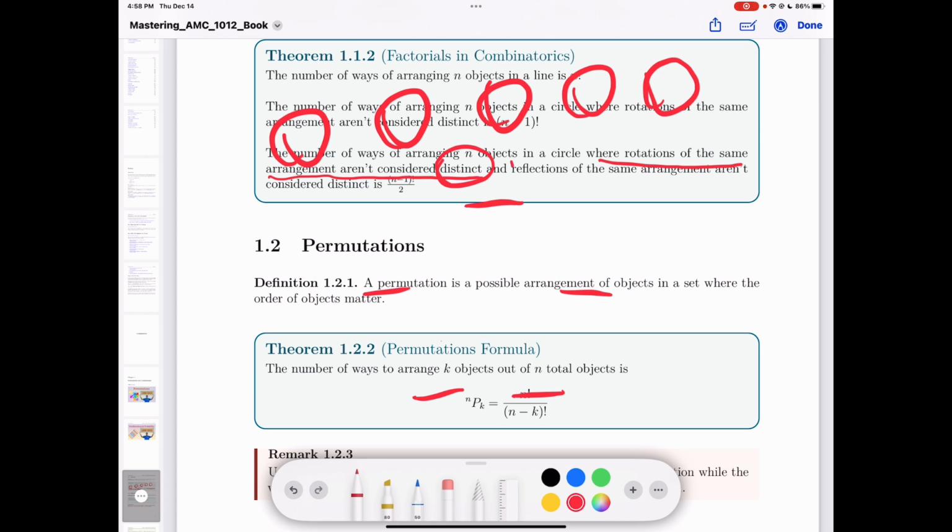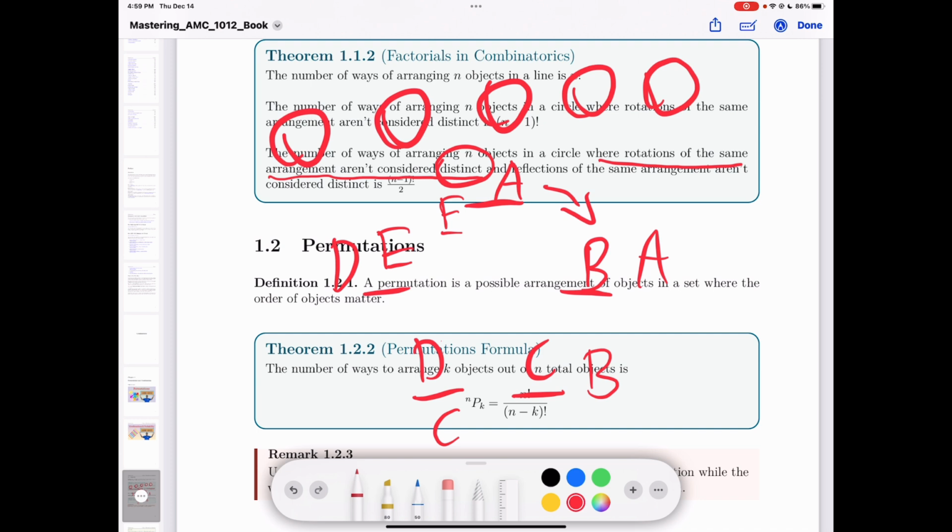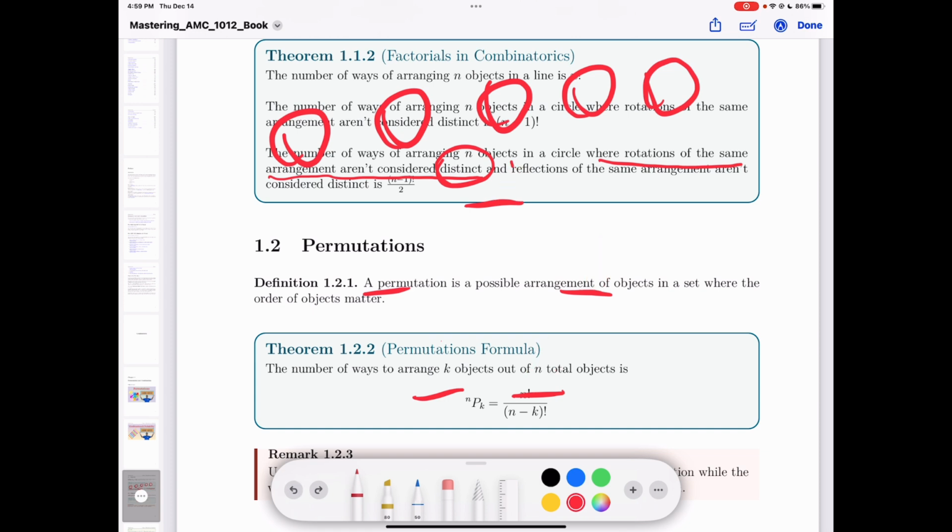So if I have A, B, C, D, E, so if A is here, B is here, C is here, D is here, and E is here, this is a rotation where everything is moved one way clockwise. So these are not considered distinct. So these are the same as these. Obviously in this situation there are 5 factorial ways to place these balls into this circle. We can have 5, 4, 3, 2, 1.